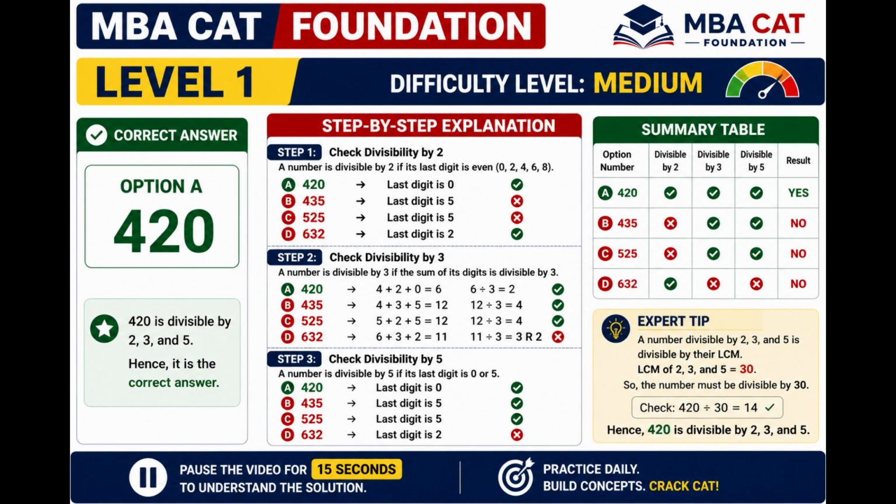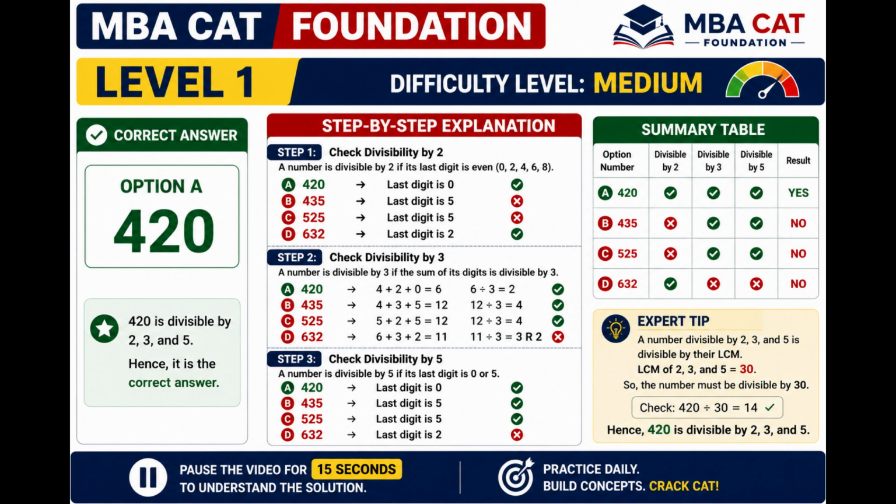Step 2. Check divisibility by 3. Now add the digits. For 420, the digit sum is 4 plus 2 plus 0, which is equal to 6. Since 6 is divisible by 3, 420 passes this test. For 632, the digit sum is 6 plus 3 plus 2, which is equal to 11. Since 11 is not divisible by 3, 632 is eliminated.